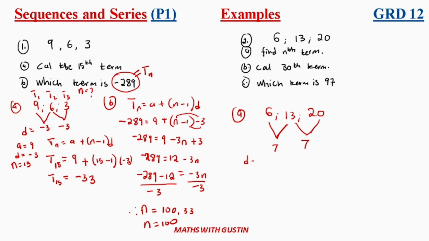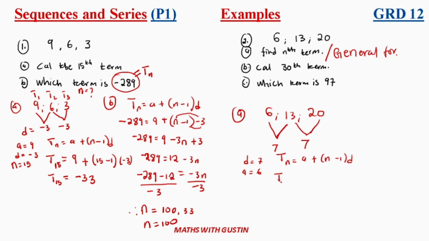So this simply means our common difference is 7, our first term is 6. They want us to find the nth term, which you can also say means they want us to find the general formula. So therefore Tn is equal to a plus (n minus 1)d.